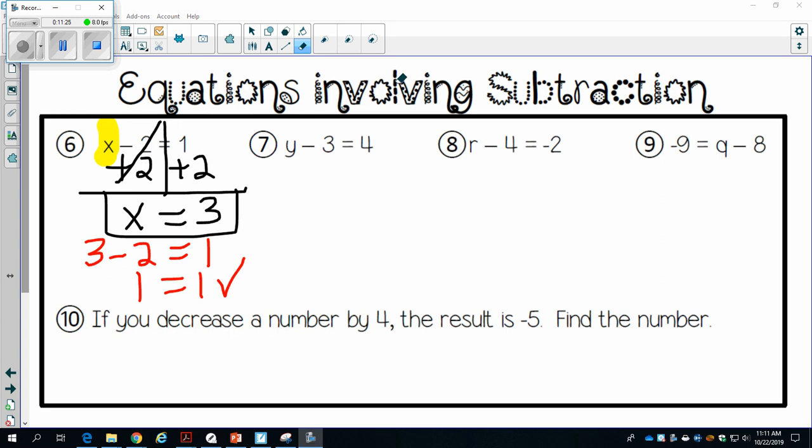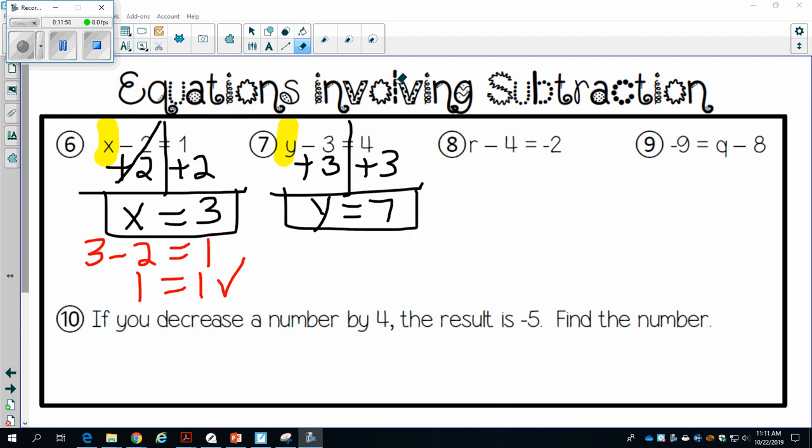All right, let's look at the next equation here. Now we have y minus 3 is equal to 4. So we're going to put our line down to help us keep everything organized. I'm going to highlight my variable so I can remember where I'm isolating and I'm undoing what's been done to the variable. So I'm subtracting 3, so the inverse of subtracting 3 is adding 3. So I'm going to add 3 to both sides, and y is going to be equal to 7.